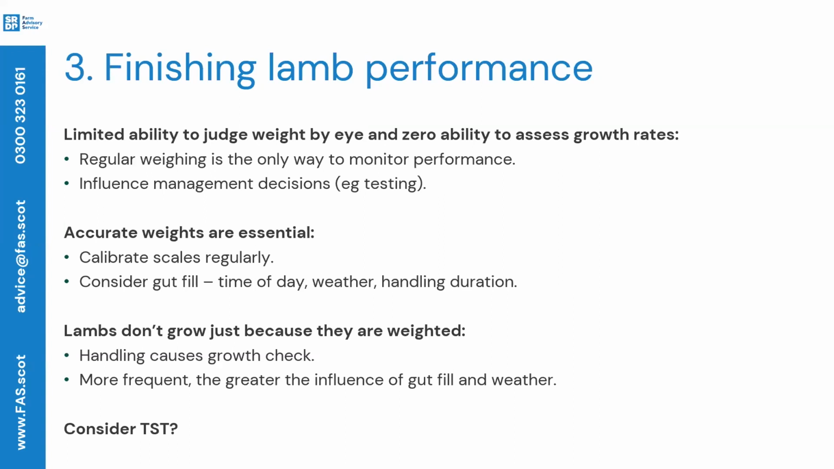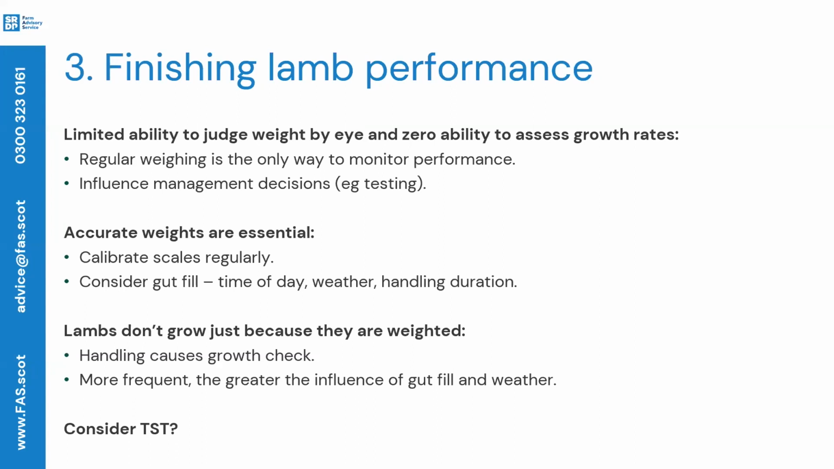And if we can identify with a weigh-in that something is going wrong, we can try to mitigate that issue quicker. Ultimately that's doing regular weighings, using it to influence our management. That might be testing, for example, your fecal egg counts or even minerals. It's absolutely essential that we get accurate weights. So we need to calibrate our scales, but also consider that gut fill factor as well.